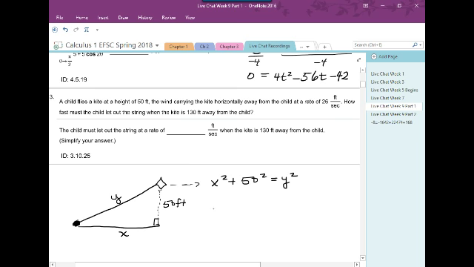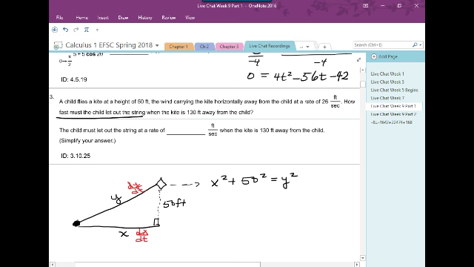And we're being asked about how fast the child must let out the string. So the string is the y side of the triangle. When they ask us about how fast, they're asking us about a rate of change with respect to time. So we're actually being asked about dy/dt, right? The change in this length over time. We were also given information about dx/dt, the rate of change of the horizontal distance.